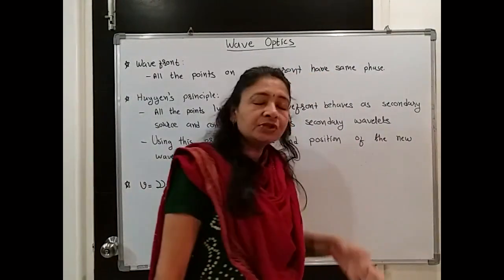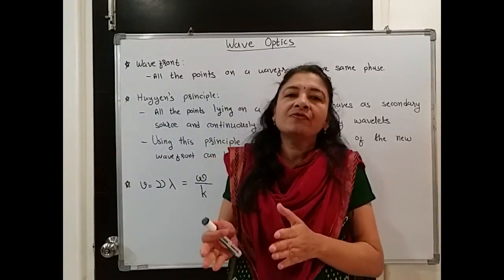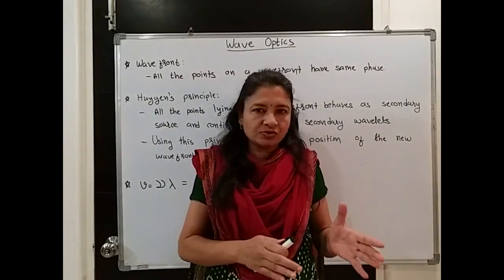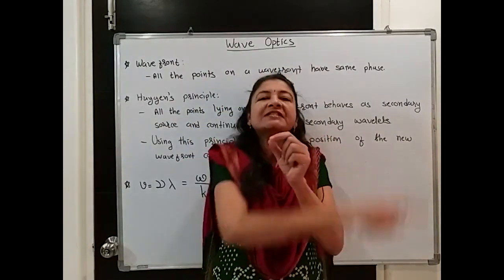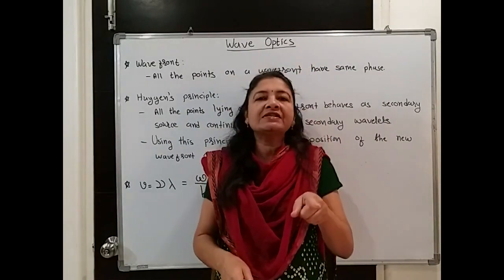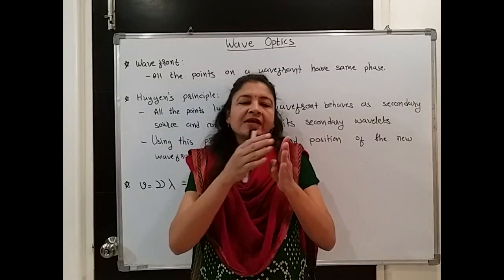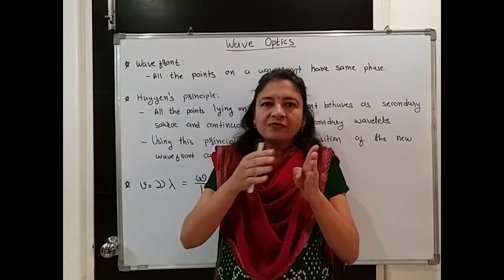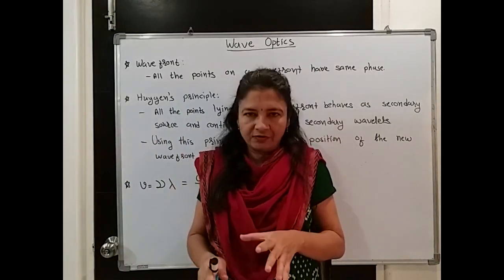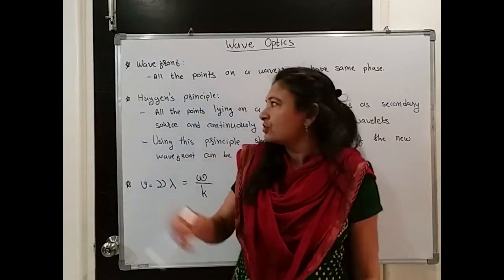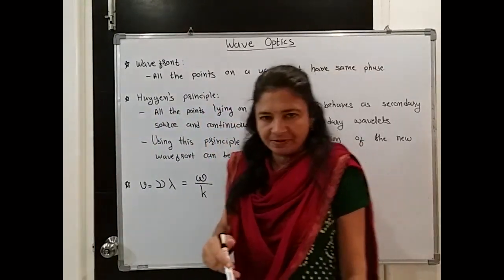Now you know different shapes of the wavefront, and the shape of the wavefront is according to the source. If I have a point source, then the wavefront will be spherical. If I have a line source, then the wavefront will be cylindrical. In the same way, if the waves making the wavefront are parallel, then the wavefront will be a plane wavefront. Then we also discussed Huygens principle, which is the very basic principle.